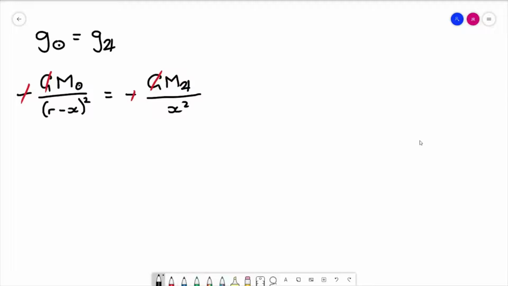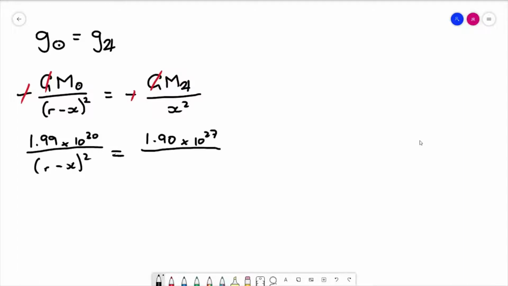Let's start to plug a couple of numbers in tentatively at the moment. Firstly, mass of the Sun, bringing that from the last slide, so we've got 1.99 times 10 to the 30 over r minus x all squared. We'll leave that as r minus x, and I'll explain why in a moment. And then mass of Jupiter is 1.90 times 10 to the 27 divided by x squared.